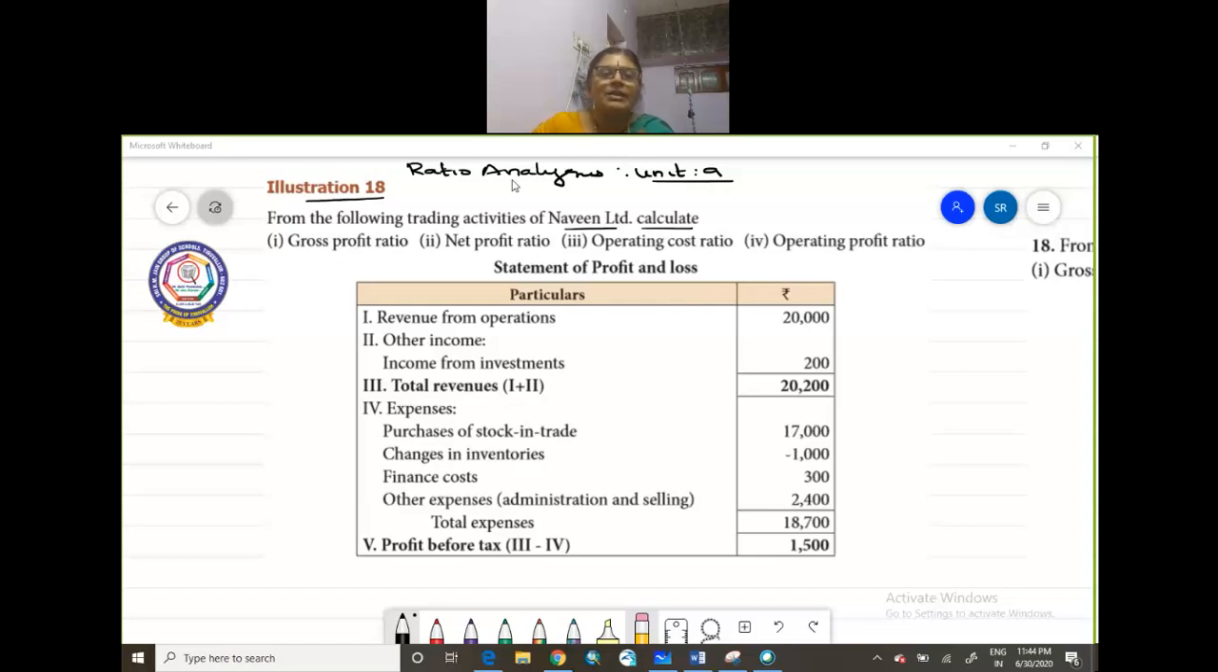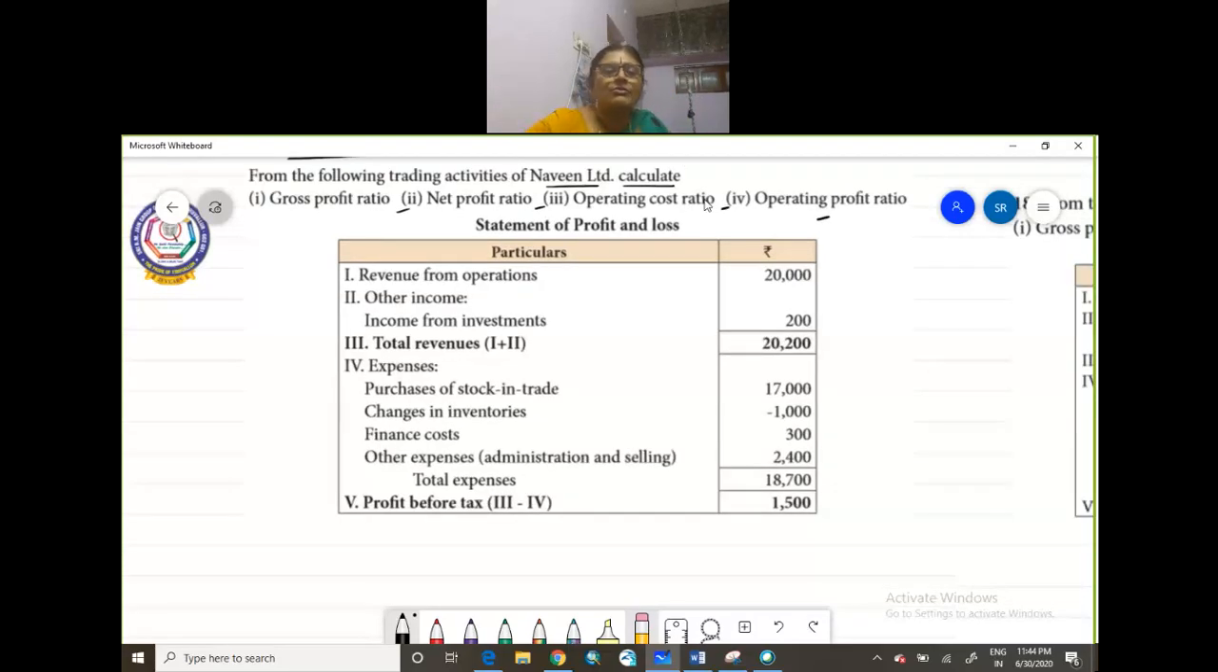Okay. So let us look into the problem. From the following trading activities of Naveen Limited, calculate four ratios: gross profit ratio, net profit ratio, operating ratio, and operating profit ratio. Right. So first let us calculate gross profit. How to calculate gross profit?